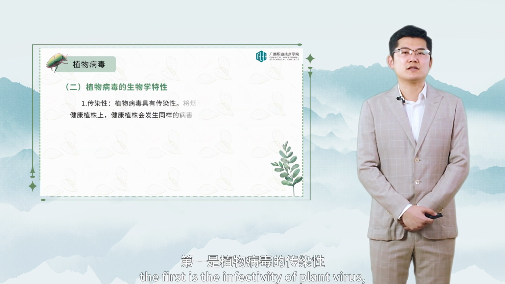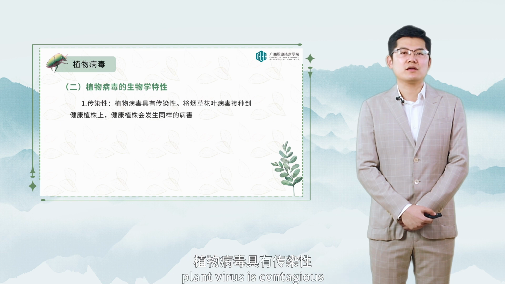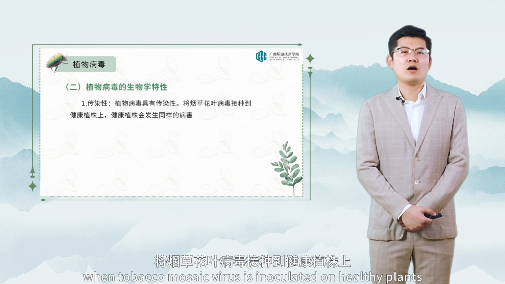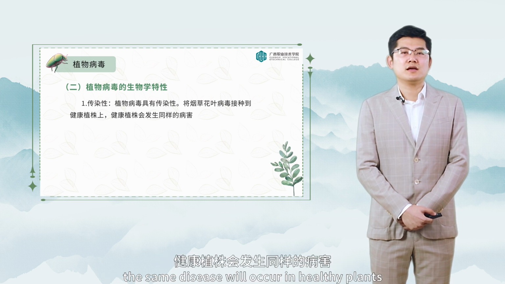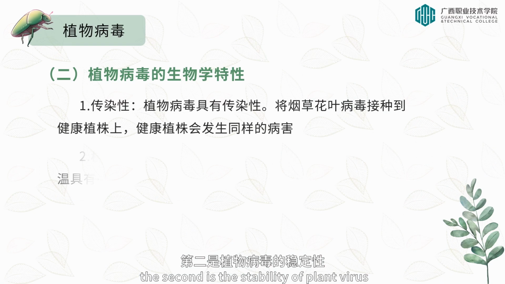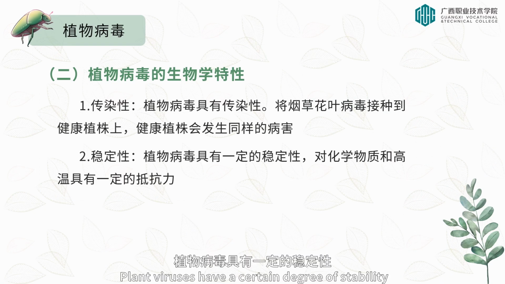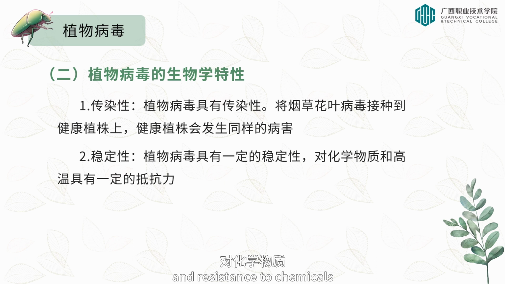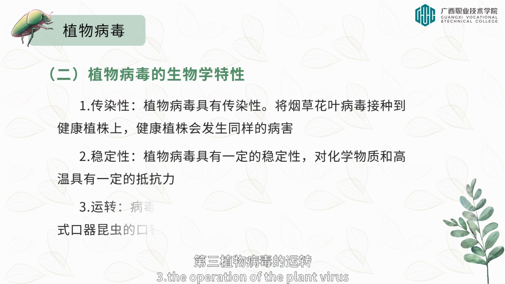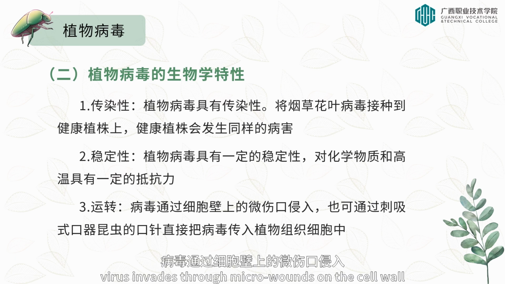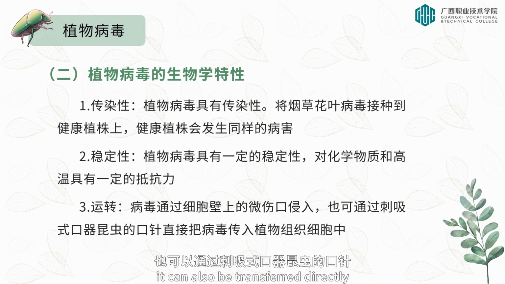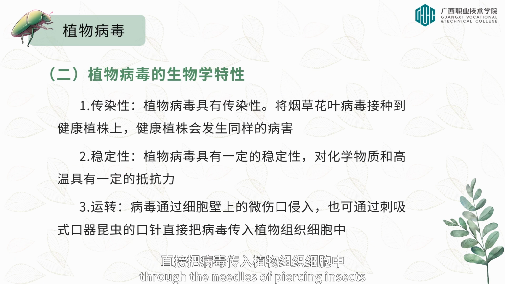Let's take a look at the physiological characteristics of plant viruses. The first is the infectivity of plant viruses. Plant viruses are contagious. When tobacco mosaic virus is inoculated on healthy plants, the same disease will occur in the healthy plants. The second is the stability of plant viruses. Plant viruses have a certain degree of stability and resistance to chemicals and higher temperature. 3. The transmission of the plant virus. Viruses invade through micro wounds on the cell wall.